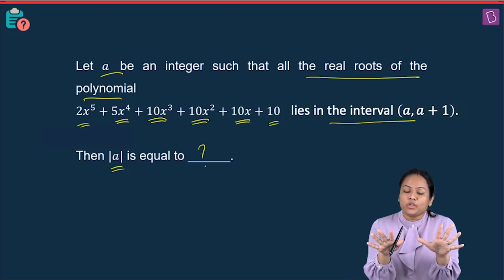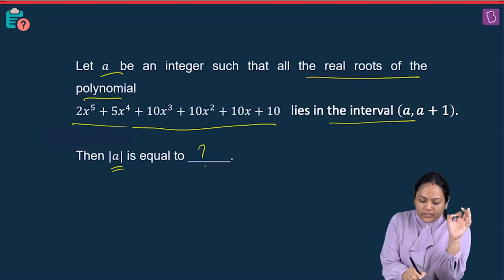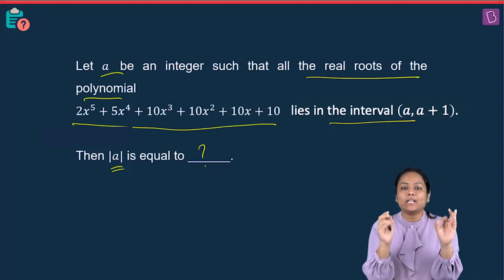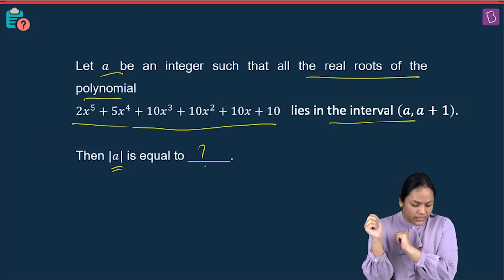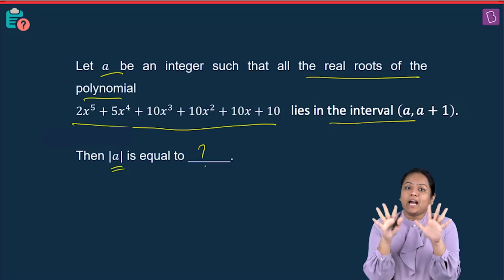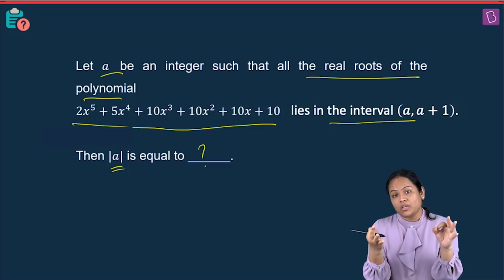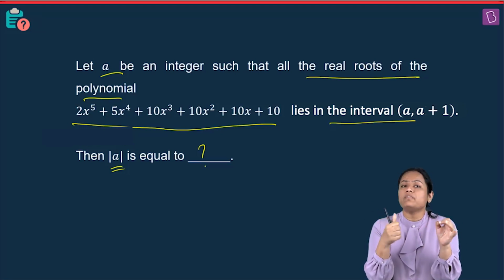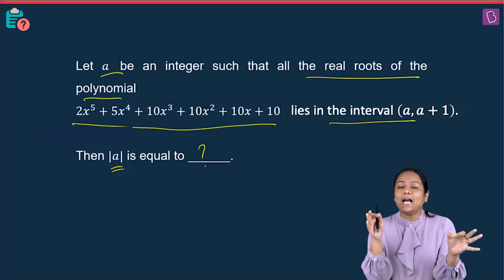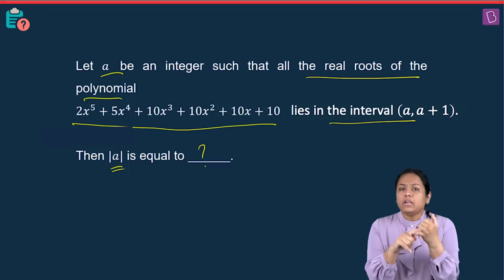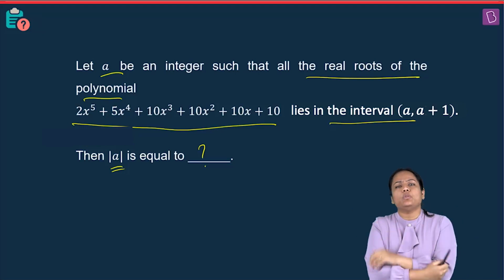So degree 5 polynomial, obviously when you actually see the polynomial, it's not at all factorizable. That means I directly cannot find its roots and make it lie between a and a plus 1. And it might have all 5 roots lying in a to a plus 1, or 3 roots which are real lying in a to a plus 1, or 1 root which comes out as real lying between a and a plus 1.